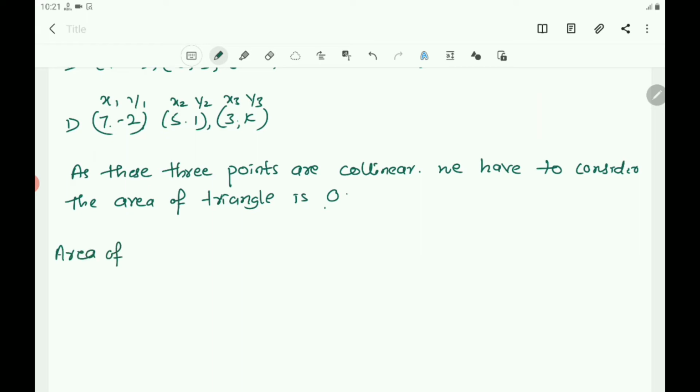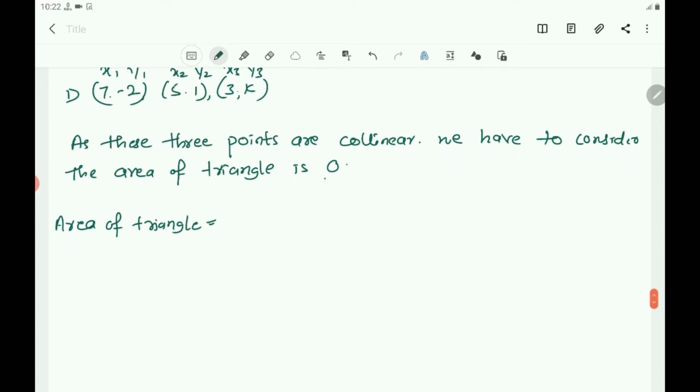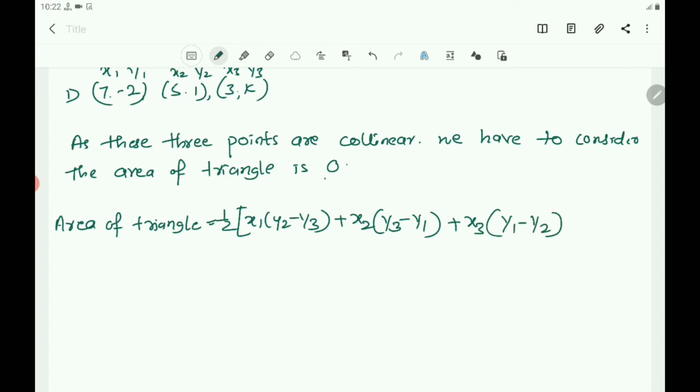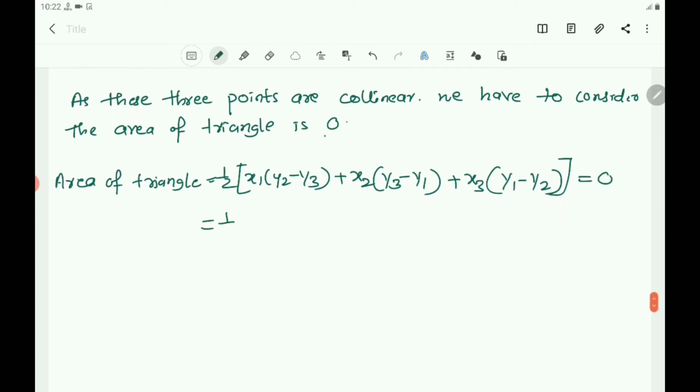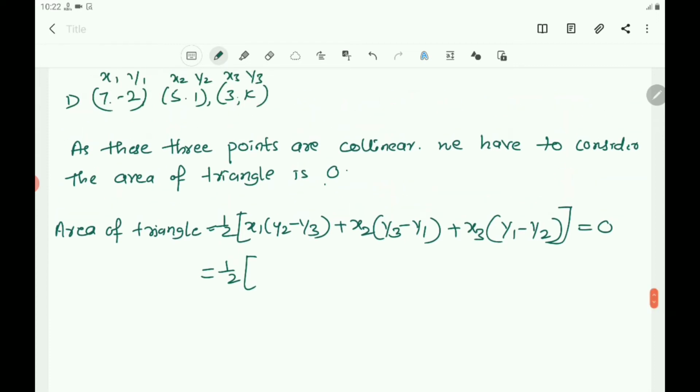Area of triangle equals, what is that? Half into x1 into y2 minus y3 plus x2 into y3 minus y1 plus x3 into y1 minus y2 must be equals to what? 0. Then you write the values of x1, y1, x2, y2, x3, y3.